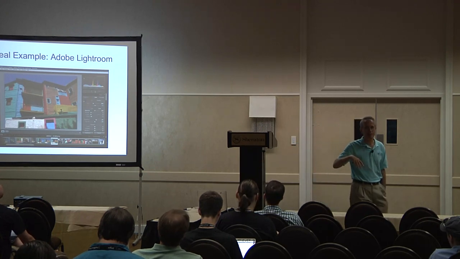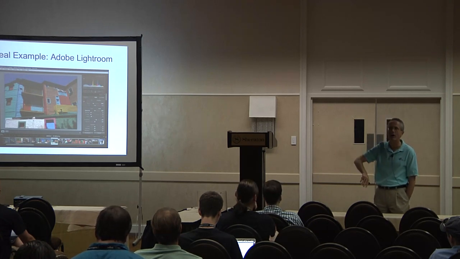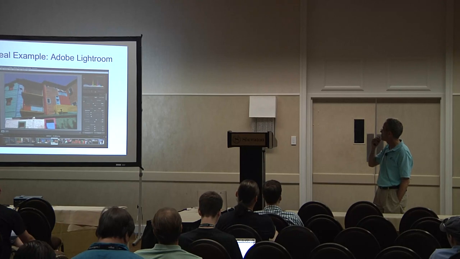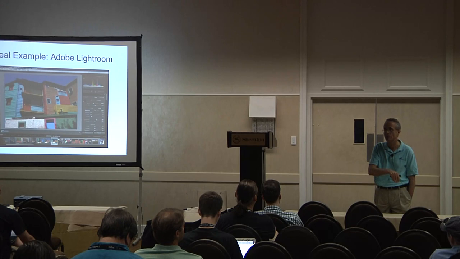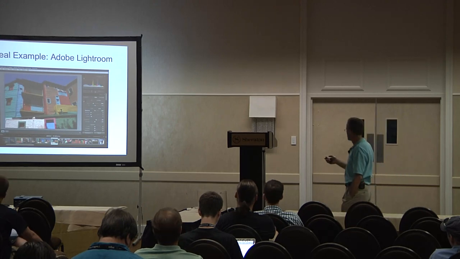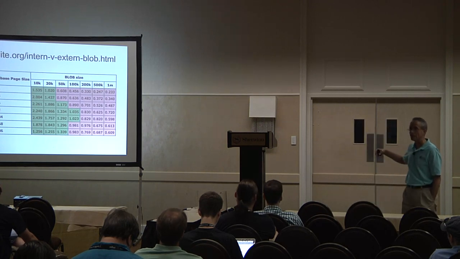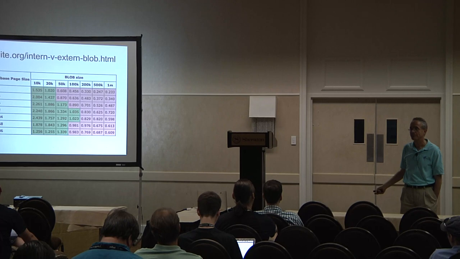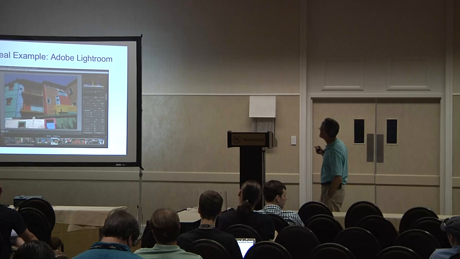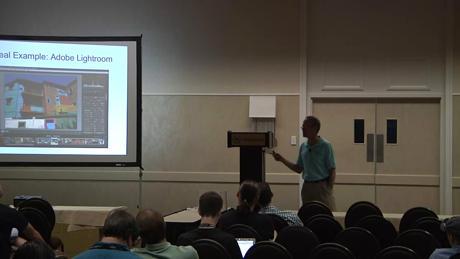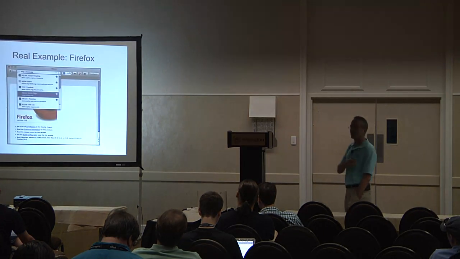And they came to me years ago and said, hey, we were looking... the raw images are stored in separate files. But they were wondering, should we keep thumbnails in the database or should we store them as separate files too? And they ran the experiment, basically this experiment, and discovered that for thumbnail-sized blobs, it's actually faster to store them in the database. I didn't design SQLite to do that, it just worked out. But it is faster. So Adobe is an example of a real application that uses SQLite as an application file format. Another example would be Firefox.